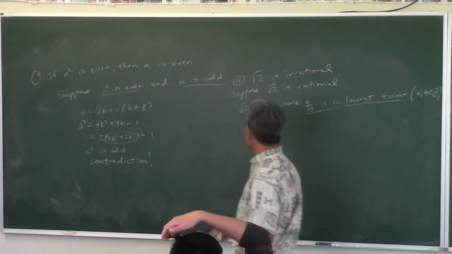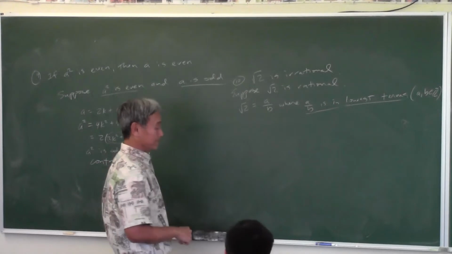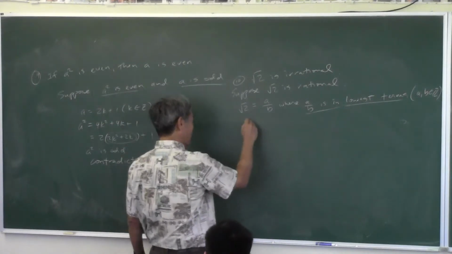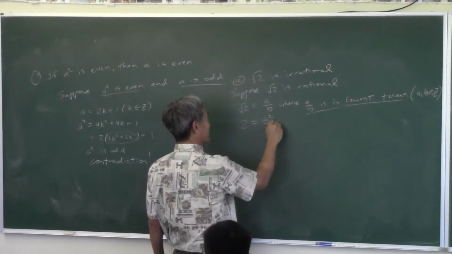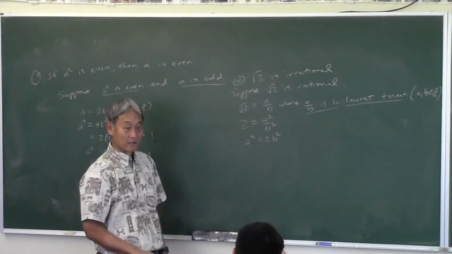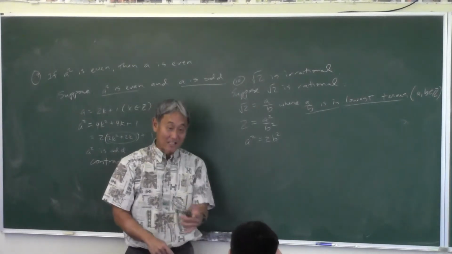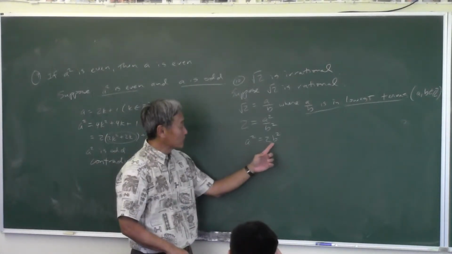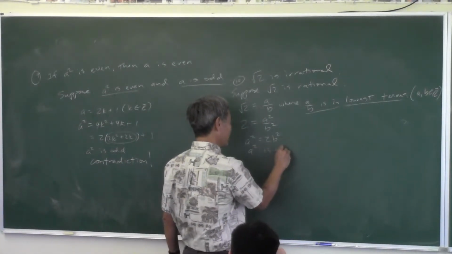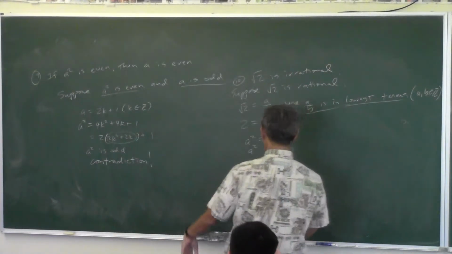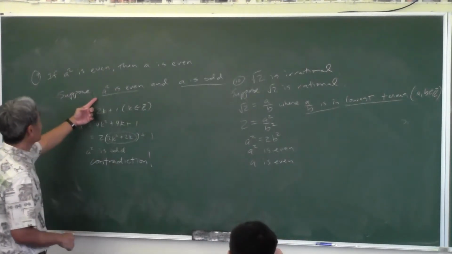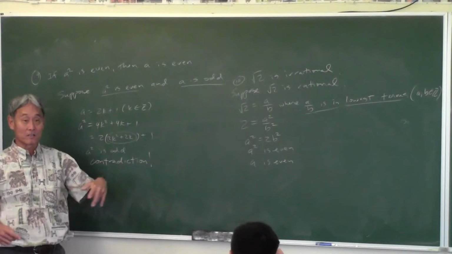So now all you gotta do is work with this. How do I work with this? If you square both sides, 2 is equal to a squared over b squared, which means a squared is equal to 2 times b squared. This is last night's homework. If a squared is equal to 2 times an integer, a squared is even. But then by this thing that we just proved, a is even, right? If a squared is even, then a is even. That's why I gave you that one first, so that we can use it in here.